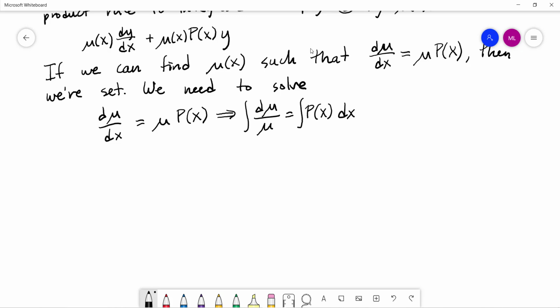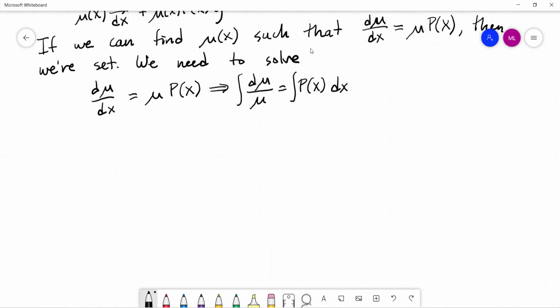I've got all my x's on one side, I've got all my mu's on the other side, and I can integrate both sides. And when we integrate both sides, on this side, I will get the natural log of the absolute value of mu. And on the other side, I can't do anything with this right now because I don't know what p of x is, but I'll just leave it written this way. Integral of p of x dx. If p is some function that I do indeed know how to integrate, then we're going to be fine. This will be easy. What's the next thing I need to do?